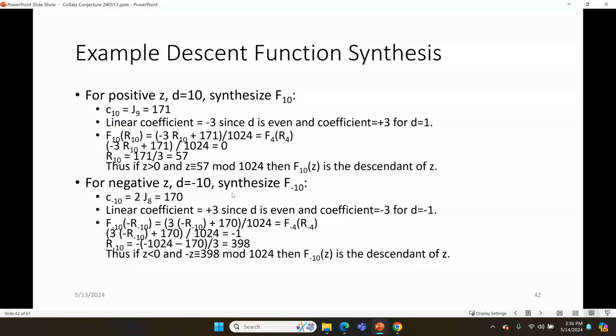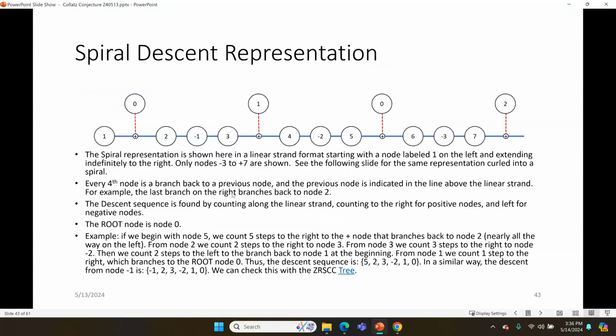Here's the derivation of the descent functions. We don't necessarily need to go through that in detail here, because the most exciting thing is how this leads us to the spiral representation of the tree. So this is a linear representation of the tree.